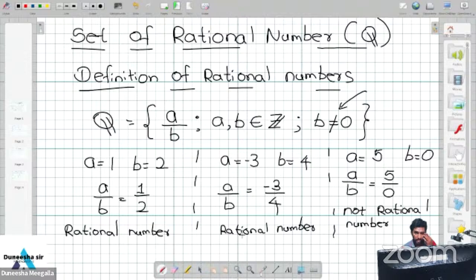You have to write down the division of two integers, and the denominator should not be 0. The denominator can never be 0. Okay, you can write the division of two integers, but what should not be? The denominator should not be 0. Okay, write down this example.